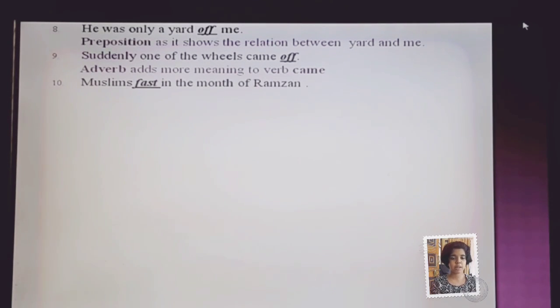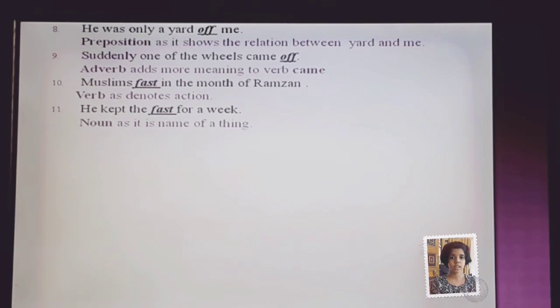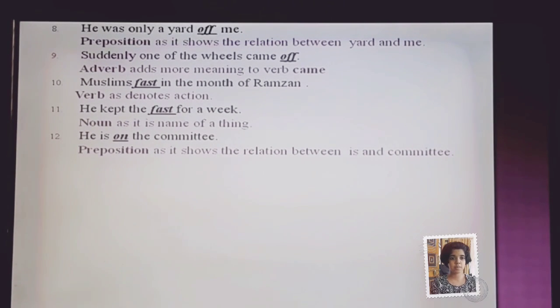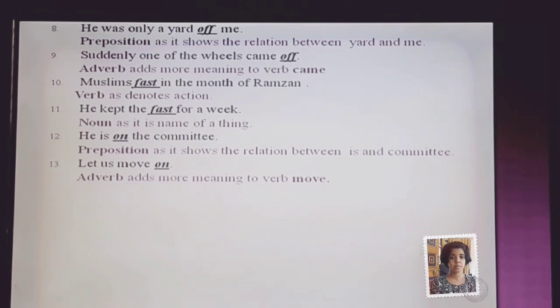Muslims fast in the month of Ramzan. Here, fast is a verb as it denotes action. He kept a fast for a week. Here, fast is a noun as it is the name of a thing. He is on committee. Here, on is a preposition as it shows the relation between is and committee. Let us move on. Here, on is an adverb as it adds more meaning to the verb move.